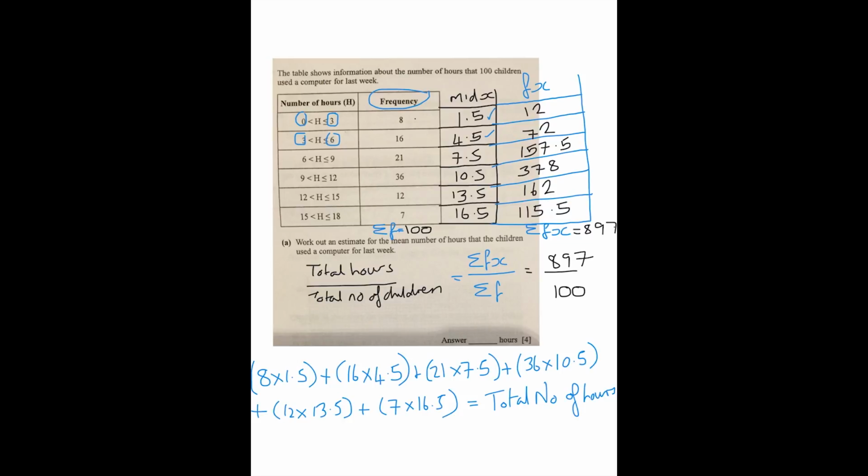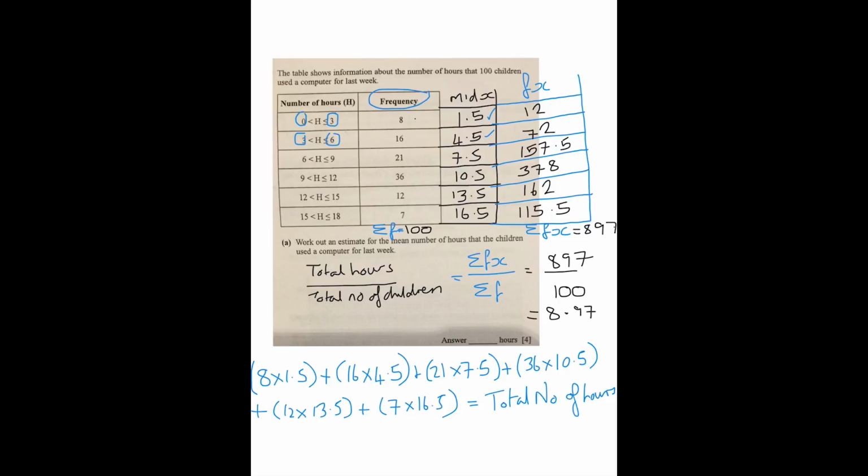897. So to get the answer for the mean, I get 897 divided by 100, and each child spends 8.97 hours on the computer each. And that is an estimate for the mean because we had to use the mid values. We had to pretend that each of these 8 children spent 1.5 hours on the computer, even though it might have been anywhere from between 0 hours up to 3 hours, and so on.